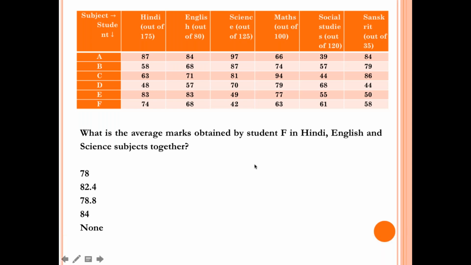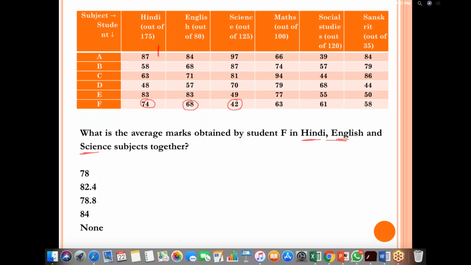See, here we have Hindi, English, and science. So, Hindi, this one, English, English, and science. So, he's asking us about the percentage of marks, right? No, it's average marks. So we have to calculate the average. How do we calculate the average? We first find the marks of this person in this, and this in this, this in this, sum it up, divide by 3, we shall be getting the answer, right?